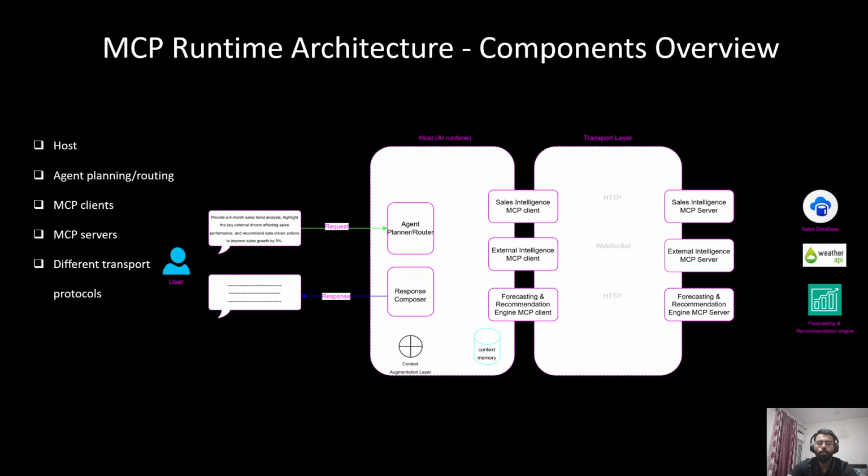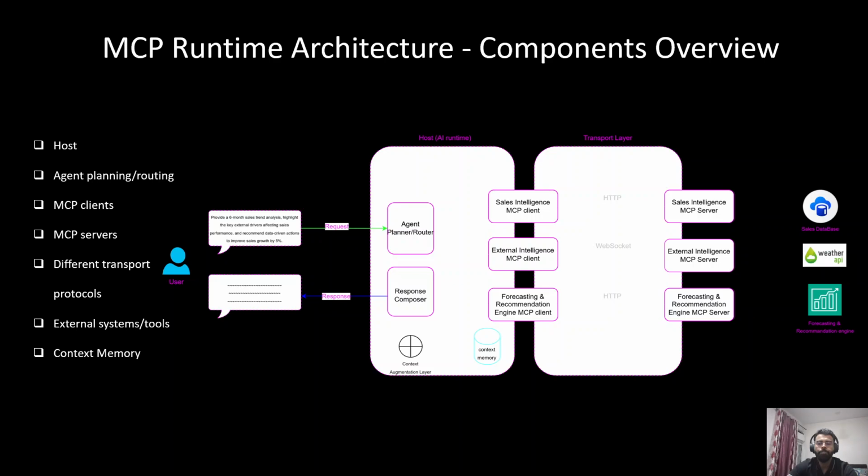Different transport protocols: communication methods, for example HTTP, WebSockets, and gRPC, that enable data exchange between MCP components. External systems or tools: third-party or enterprise systems, APIs, databases, and services that perform specialized operations or provide data.